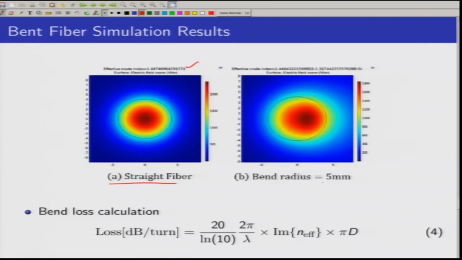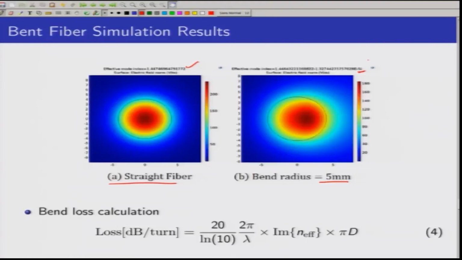But when we apply the conformal mapping technique that we have discussed and do the similar procedure for a bend radius of 5 mm, we observe there is a shift in the mode towards the cladding, that is, the mode is radiating away from the core to the cladding, because of which we have an imaginary part to the effective index. From this we can say that if there is any radiation in the mode, we have an imaginary part in the effective index.